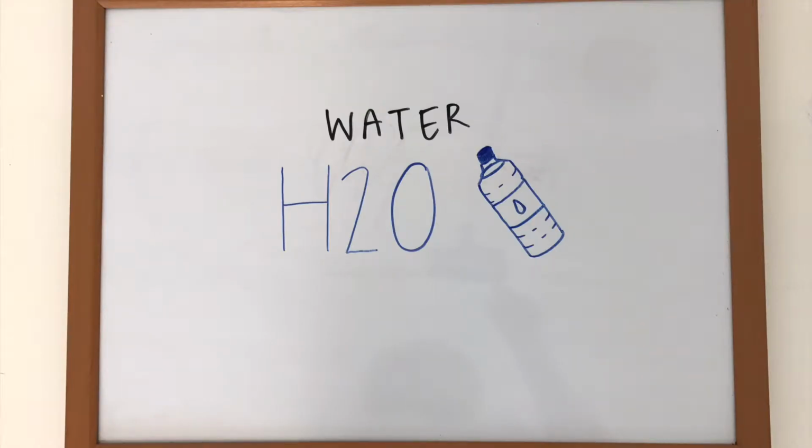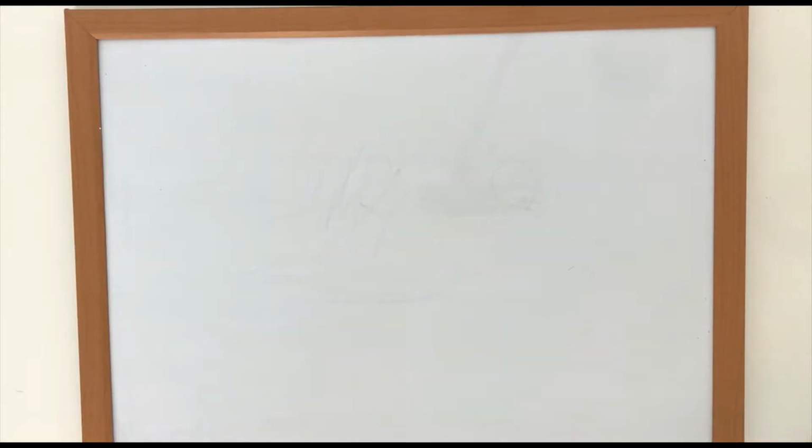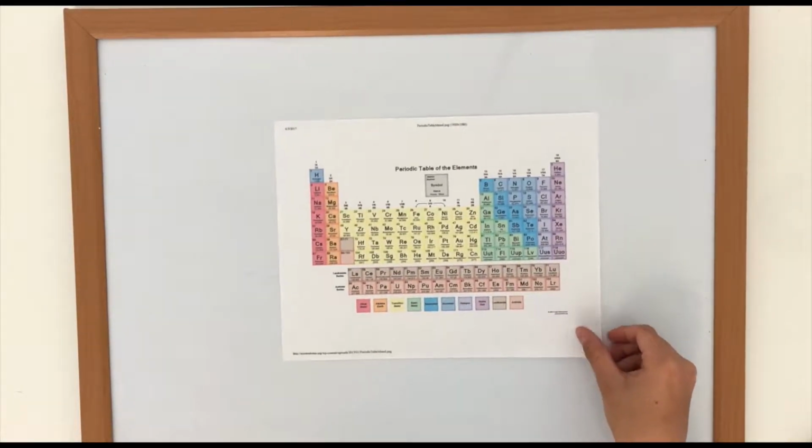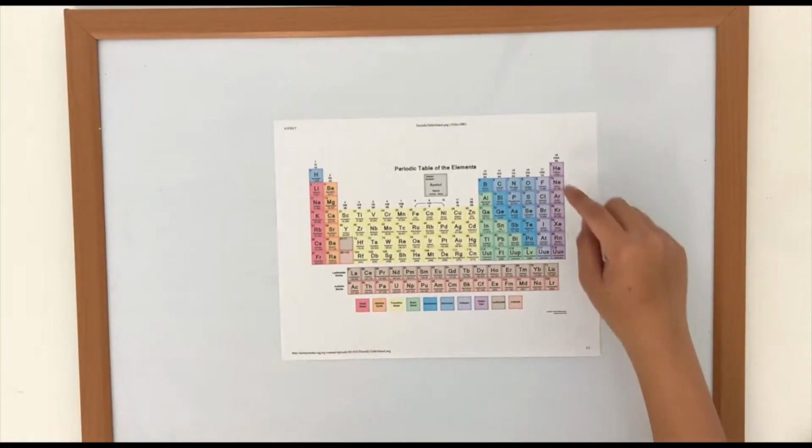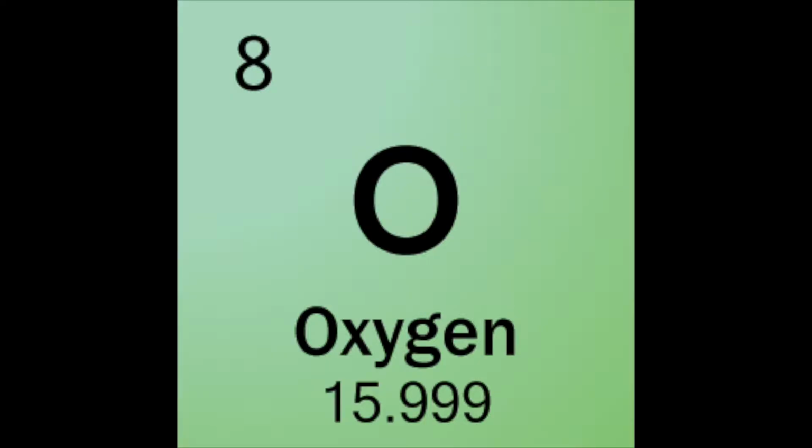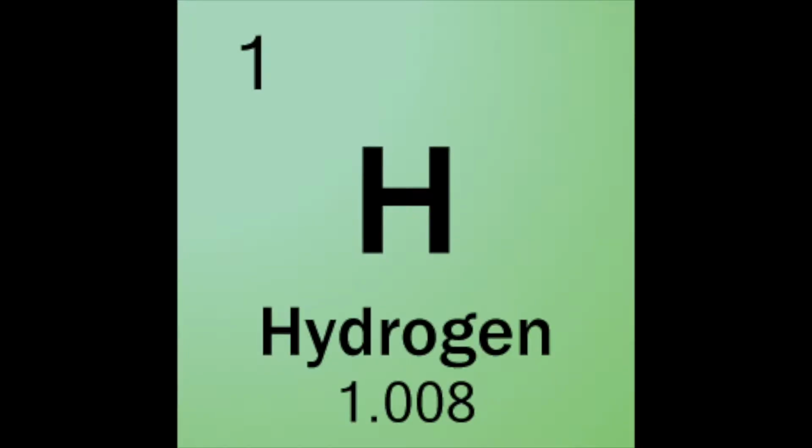Our first example, water, has the molecular formula of H2O. To begin, we need to find the mass of each element, which we can find on the periodic table. We can see here that oxygen is 16 atomic mass units and hydrogen is 1.01 AMU.